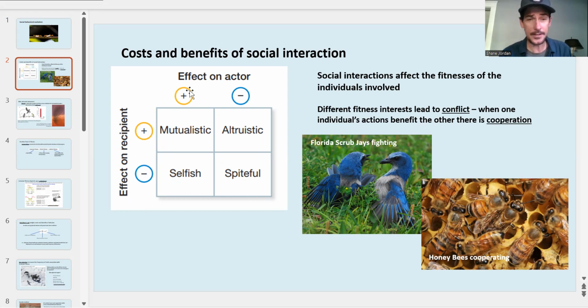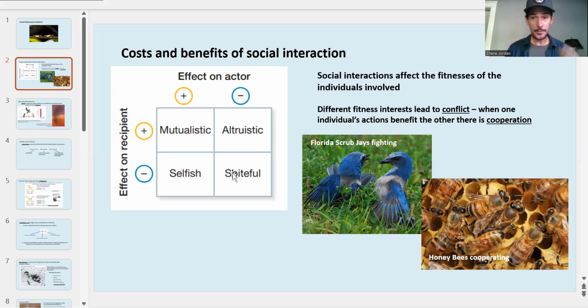If instead the effect to the actor is negative, and the effect on the recipient is still positive, we would call that relationship altruistic. If the effect on the actor is positive and the effect upon the recipient is negative, we would call that relationship selfish, a selfish act on the part of the actor. And even stranger, if the effect on the actor is negative and the effect on the recipient is also negative, we would call that relationship spiteful. So what we see from these different kinds of relationships is that social interactions really can affect the fitnesses of different individuals involved in both positive and negative ways.